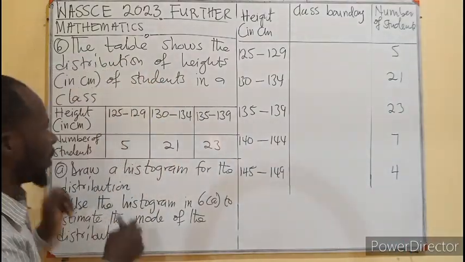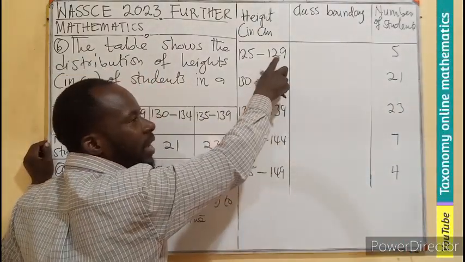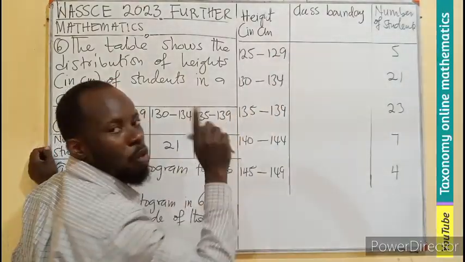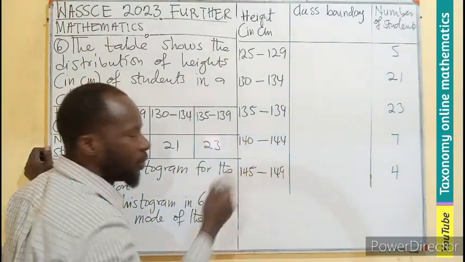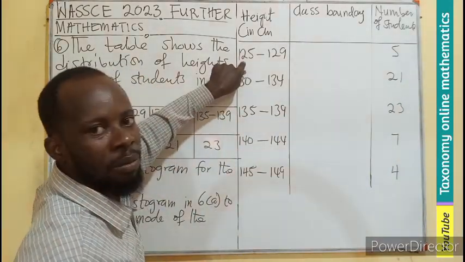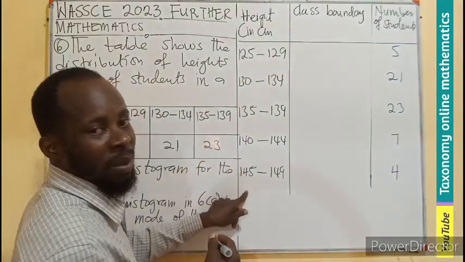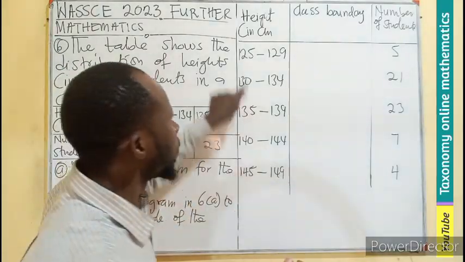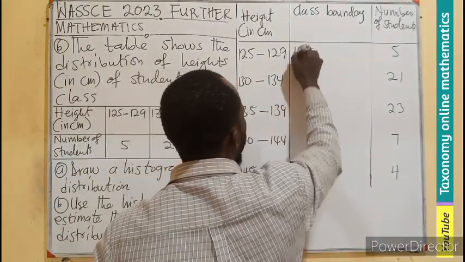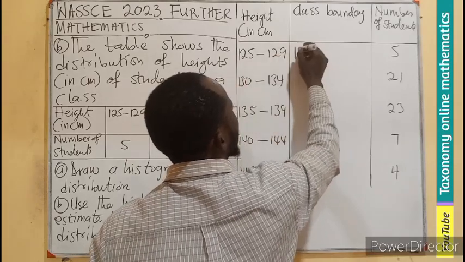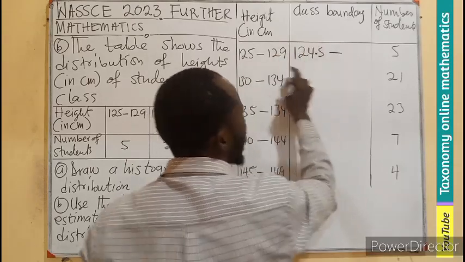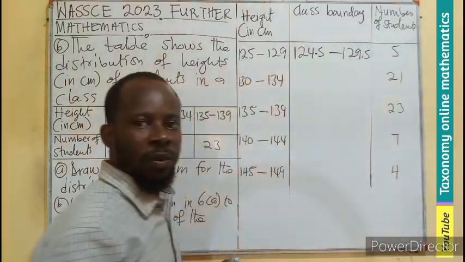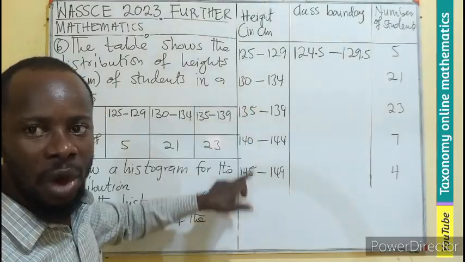For the class boundary, we look at the difference between the upper class and the lower class of the next class. So the difference between this is going to be 1. Half of that will be 0.5. So we subtract half from each of the lower class boundary, and we add half to each of the upper class boundary. So here is going to be 124.5. If you add half to this, 129.5. We are subtracting half from each of the lower class boundary.